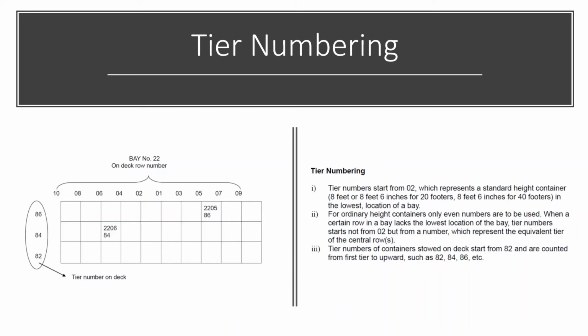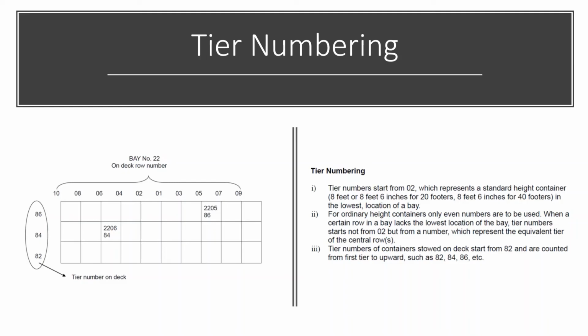All right, and then you have tier numbering. You can see how the tier is numbered here as well. I'll show you another slide where you can see the tier numbers. So the tier numbers normally start from 0 to, and that represents a standard height container, which is about 8 feet, right? Or 8 feet 6 inches for 40 feet sometimes as well. All right, so for ordinary height containers, only even numbers are to be used. And when a certain row in a bay lacks the lowest location of the bay, tier numbers don't start from 2 but from a number which represents the equivalent tier of the row.